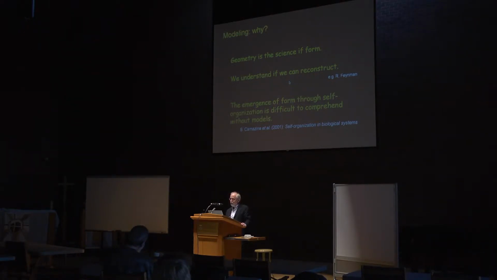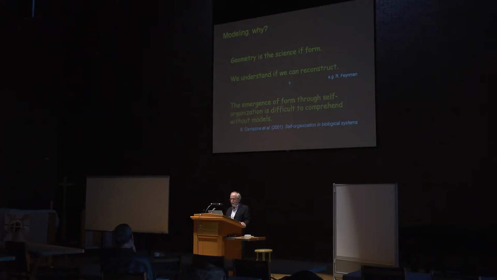Second, I would like to quote Richard Feynman, who said that we understand if we can reconstruct. And this is particularly important when you try to create a mechanistic understanding of development, because mechanistic understanding means that you want to understand things in terms of cause and effect. And causal relations are very difficult to observe, if at all possible, experimentally. In contrast, when you create models, then we know precisely what the causal relations are, because this is what we put there explicitly ourselves.